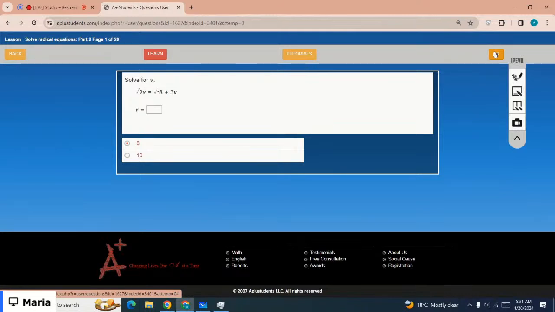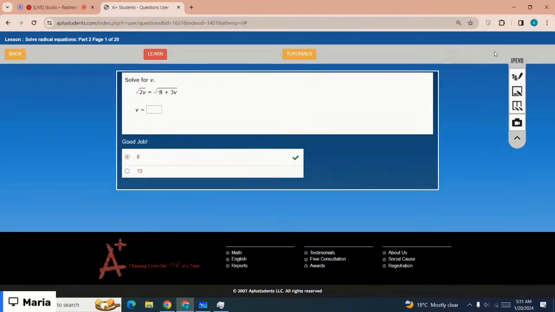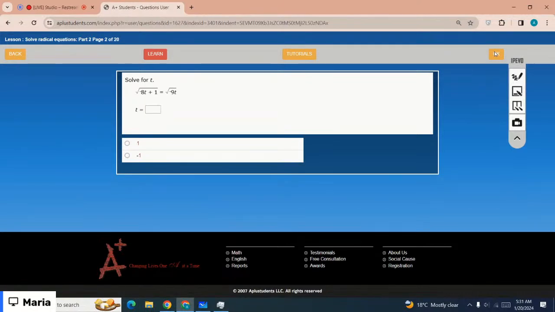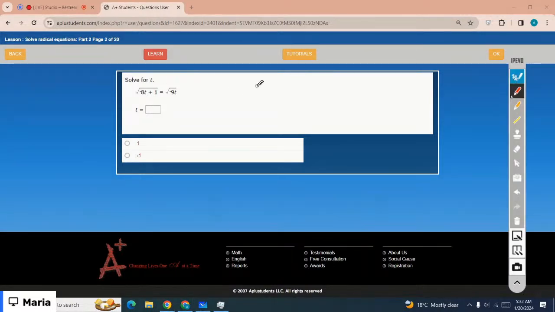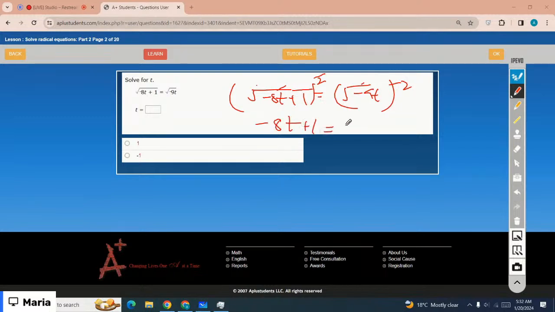The next one is solve for t. Let's just solve for t, that is just square both sides, right? Square root of negative 8t plus 1 equals square root of negative 90. 2 and square root cancel. You are left with negative 8t plus 1 equals negative 90. So move 90 to the other side, that is negative 8t plus 90 equals negative 1. So 9 minus 8 is t equals negative 1. The correct option is t equals negative 1, right?